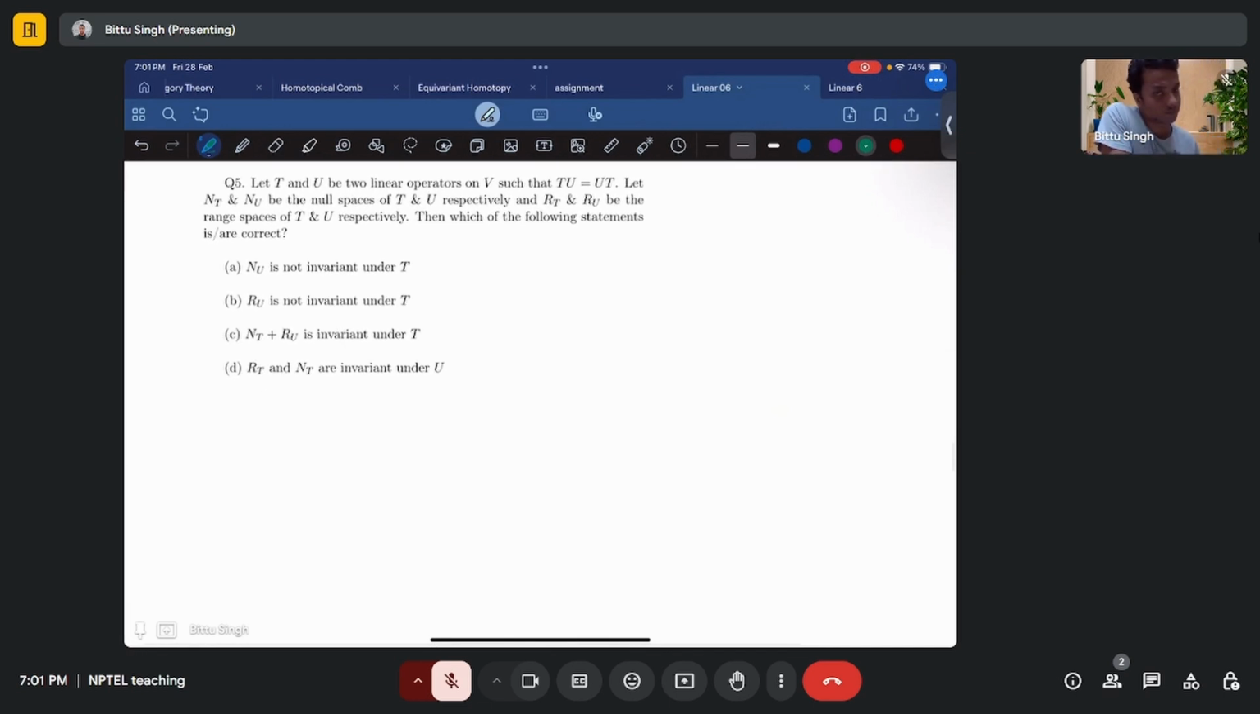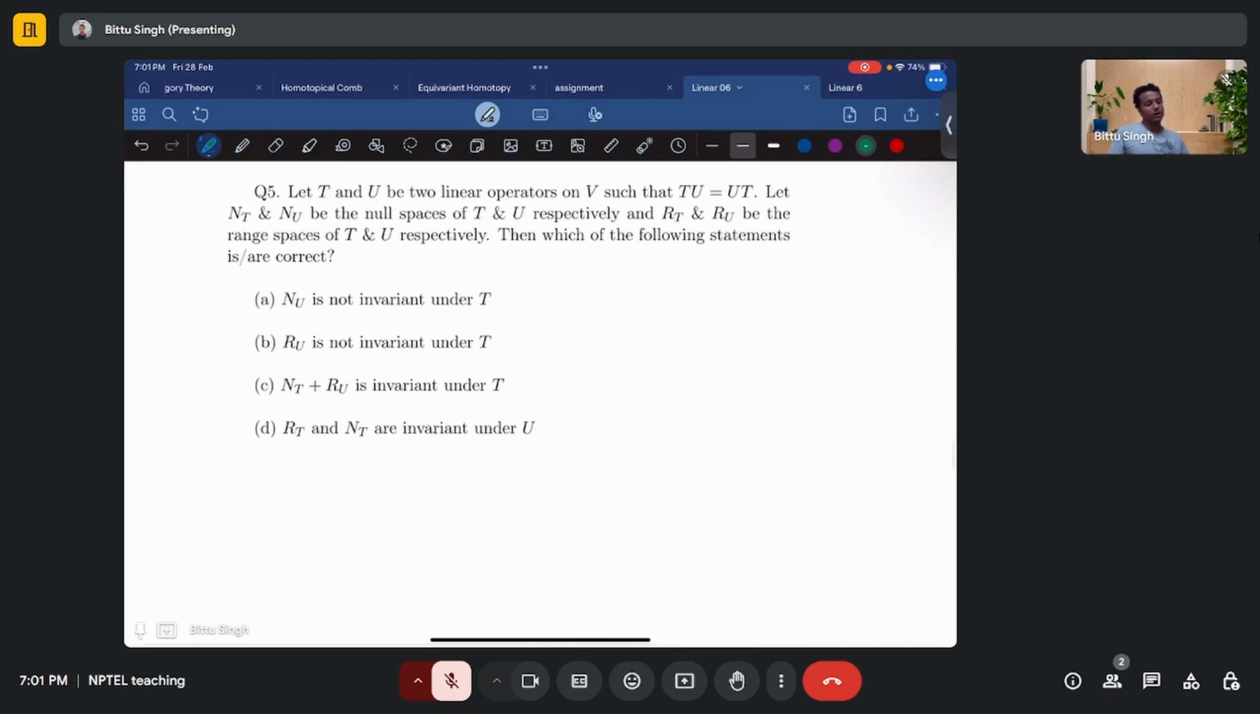Now question number 5. Here T and U are two linear operators on V which satisfy the commutativity TU equal to UT. NT, NU denote the null spaces of T and U respectively. RT, RU denote the range spaces. Then which of the following is true? The first one is: NU is not invariant under T. Is it true? Let us verify.